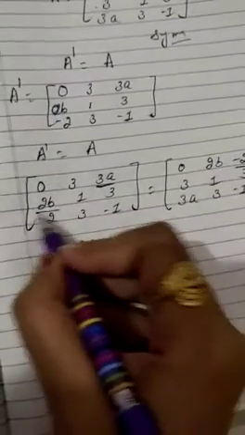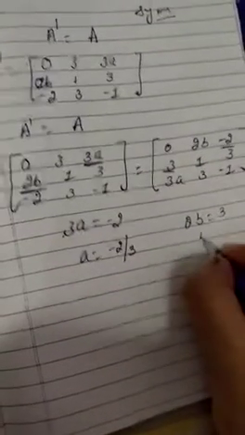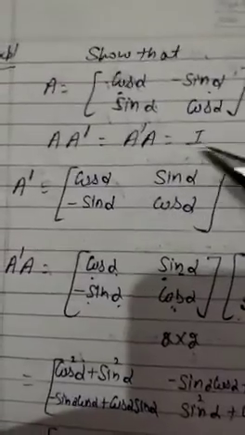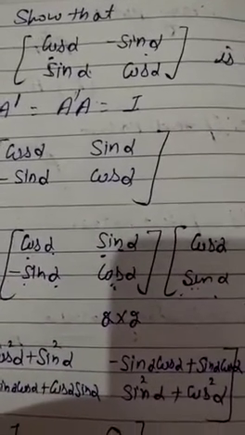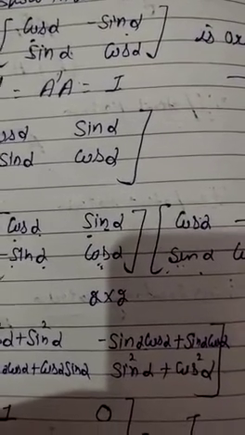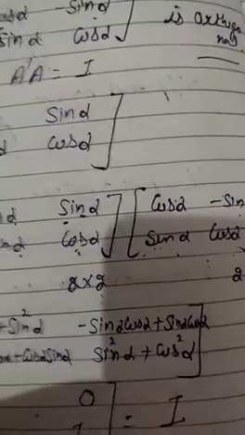Now compare b. 2b is equal to 3, so b value is equal to 3 by 2. Clear? Here we used the definition of the symmetric matrix. In the previous example, we used the definition of the orthogonal matrix. In this way, you are able to find the answers of different questions by using the definitions of the different matrices. Now we will solve one more example.